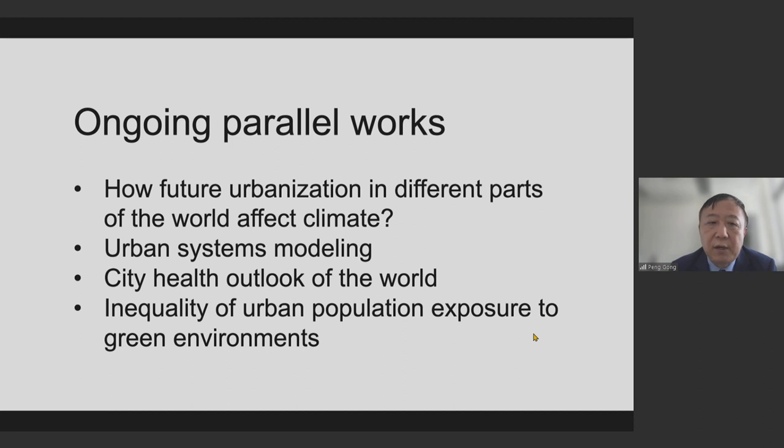And we have some ongoing parallel works. For example, how future urbanization in different parts of the world would affect climate. We're working on a paper on that. We are also doing urban systems modeling. Can we model the urban system like we model the climate system? We have a group of people working on this. We're also assessing urban development and urban health, so we have a city health outlook work of the world. And we recently published a paper on population exposure to greenness in cities, and we find global south and global north differences. That is going to appear in Nature Communications very soon.